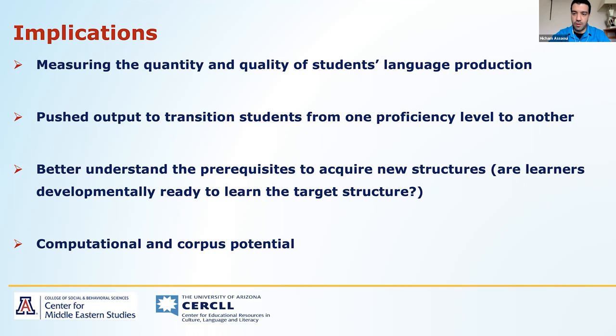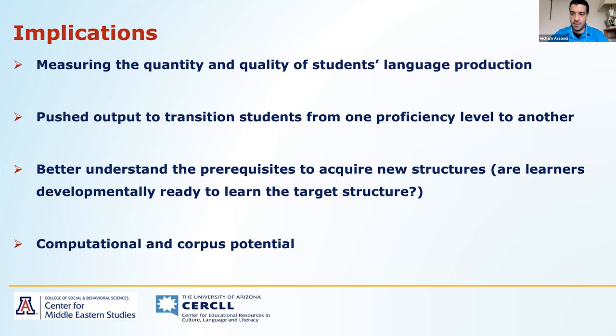The scaffolding that Mahmoud was talking about refers specifically to this. There are some acquisitional steps that we have to take into account. And in order to bring students from step A to step B, or from A to C, we have to take into account step B. Are they developmentally ready to produce that target structure or not?